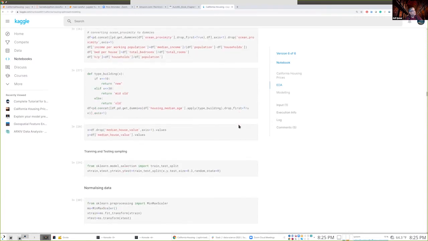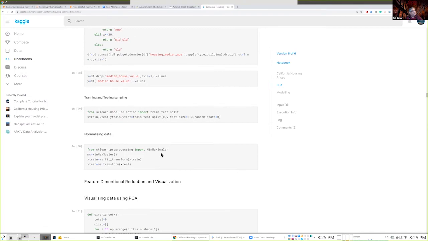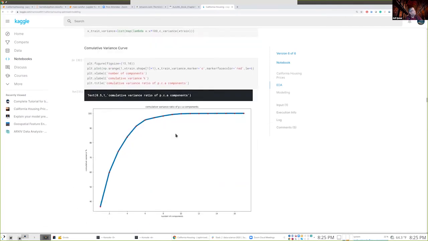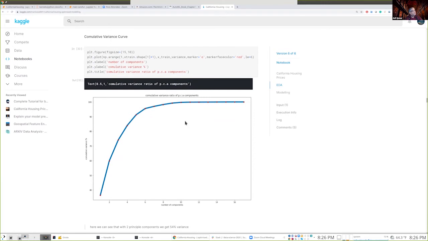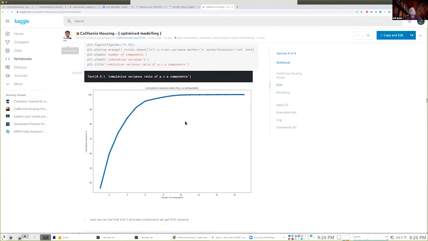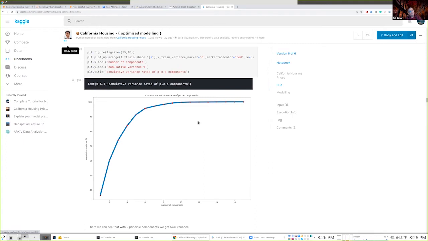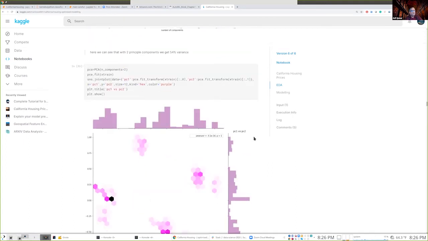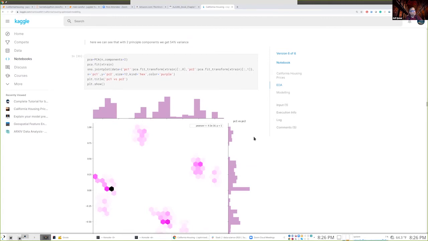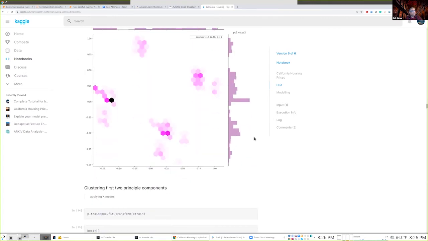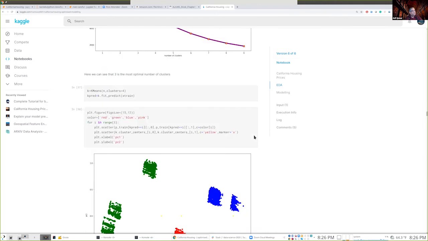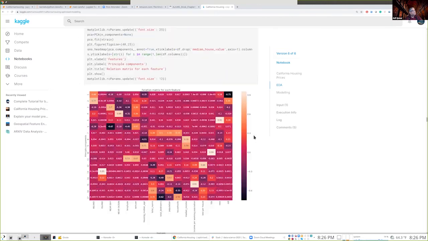Pre-processing, he does that. Normalizing the data. Do we normalize the data? He is using min-max scaler. We use the standard scaler. Cumulative variance curve. So he's doing a principal component analysis to figure out how many things matter. We haven't done it in our notebook because, PCA, did we do PCA this time? We did it in ML100, right? So we haven't done it in ML200. So he's looking at the PCA values, which is good.